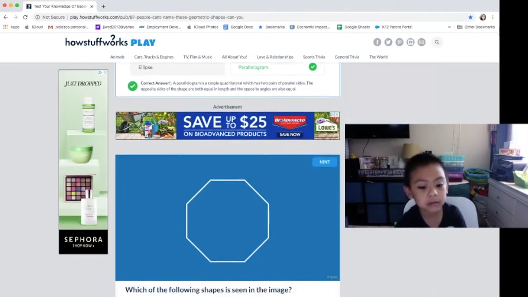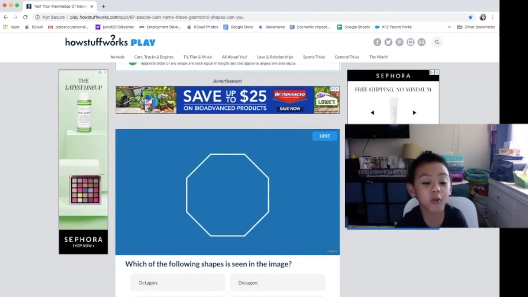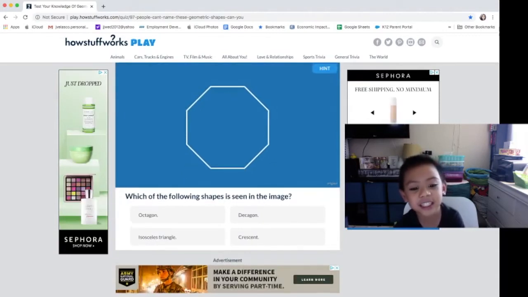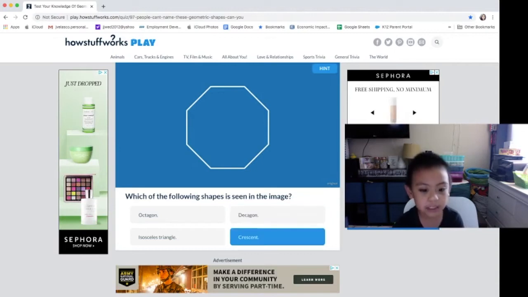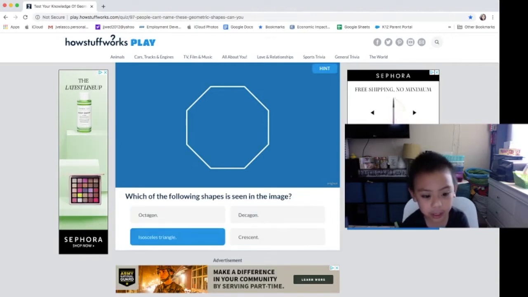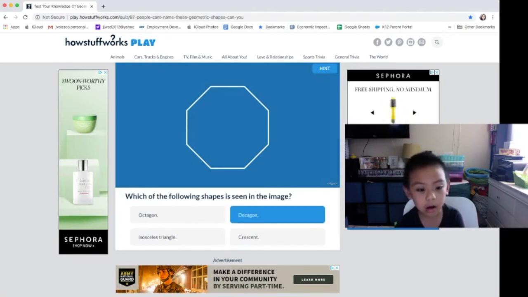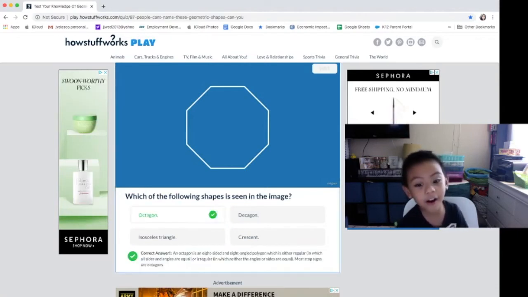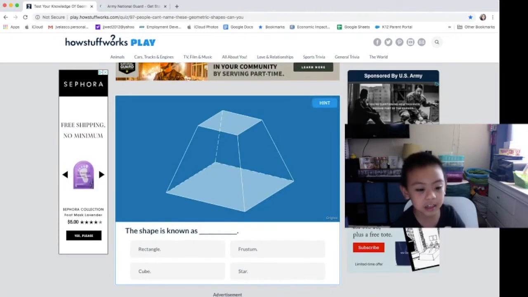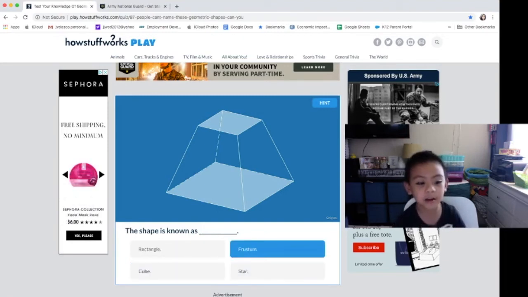Okay. The next one. I know this. Which of the following shapes is seen in the image? Crescent, octagon, isosceles triangle, or decagon? It's an octagon. Oh, I thought it was decagon. The shape is known as rectangle, star, cube, or frustum? It's frustum.